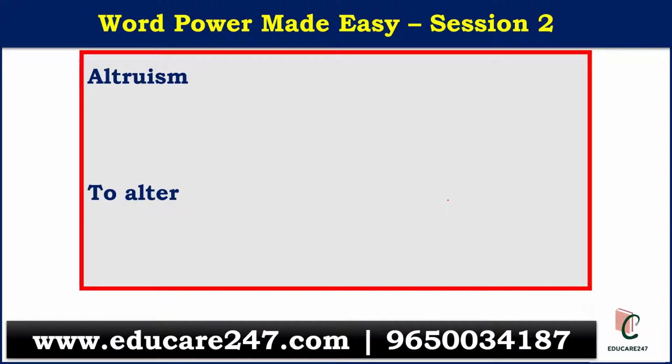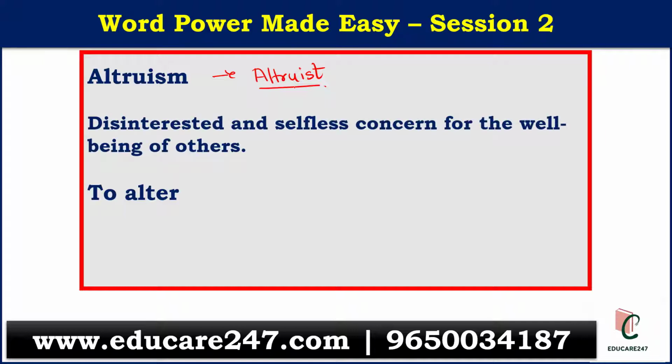Next we have altruism. A similar word was discussed in our previous session if you had seen it. An altruist was basically someone who believes in the welfare of other people. So this is similar. Altruism is being disinterested in himself and having a selfless concern for the well-being of others. So someone who has welfare for others will have the nature of altruism in him.